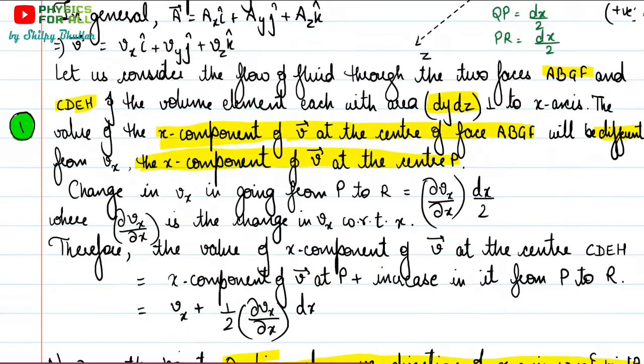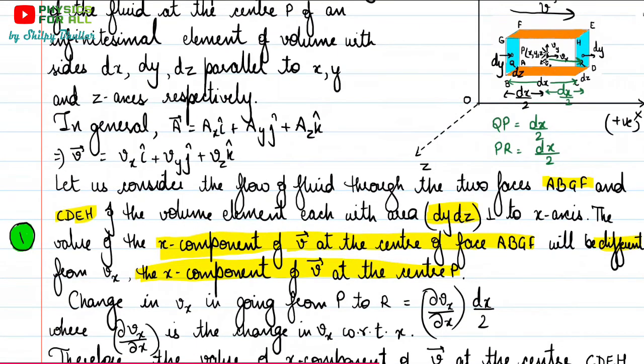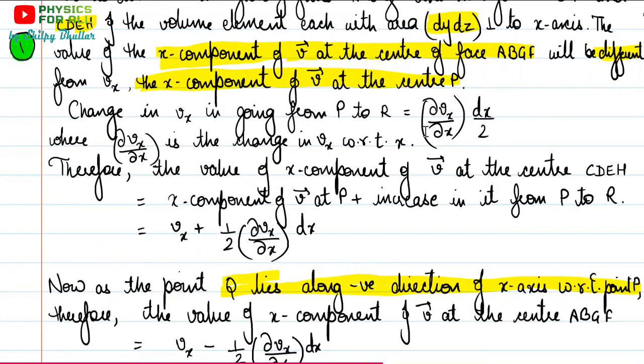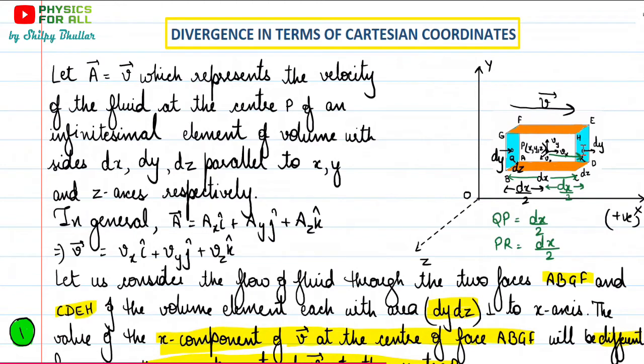So to find the value from P to R, the change in Vx, we wrote whatever change is in Vx with respect to x, because the change that we were considering was only along the x-axis. And then there was dx by 2, because this point P is lying in the middle of the cuboid, and the length of this cuboid is dx, right? So that was the reason. And then the value of the x component at the center CDEH, that means at R.